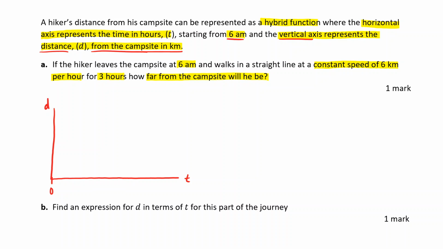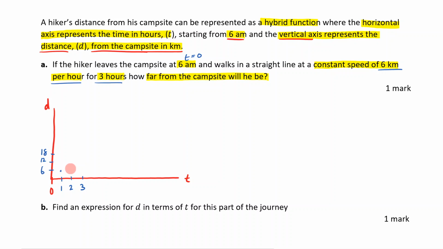In part A, we're told that if the hiker leaves the campsite at 6 a.m., so that's when t is equal to 0, and walks in a straight line at a constant speed of 6 kilometers per hour for 3 hours, how far from the campsite will he be? Well, he's walking at a speed of 6 kilometers per hour. So that means once he's walked for 1 hour, he's gone 6 kilometers. Once he's walked for 2 hours, he's gone 12 kilometers. Once he's walked for 3 hours, he's walked 18 kilometers.